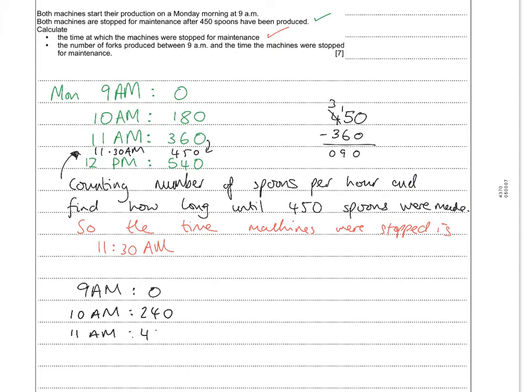Another 240 have been made. So that is 480. Now to get to 11:30 a.m., I am going to have to add on half as many. So 240 divided by 2 is 120 in half an hour. So I'm adding on 120 onto 480. So that is 600 forks produced in that time.